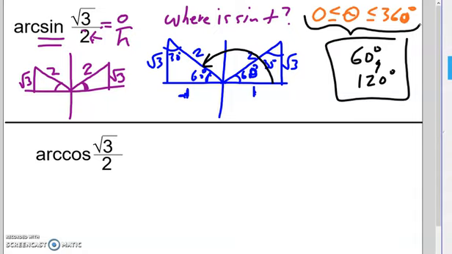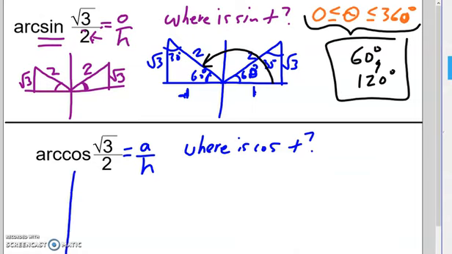Okay, let's do the next one. So step 1, identify the ratio. So cosine is adjacent over hypotenuse. That's what we're dealing with here on this part of it. And so where is cosine positive? Now cosine would be positive where x is positive, or you can do the All Students Take Calculus. So all of them are going to be positive in that first quadrant, and then All Students Take Calculus. So that's the fourth quadrant.